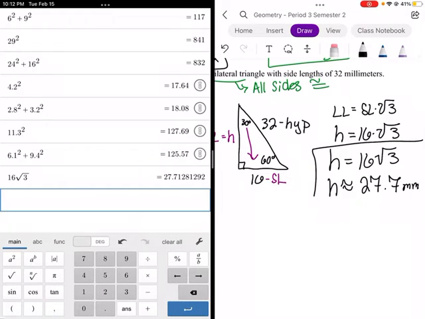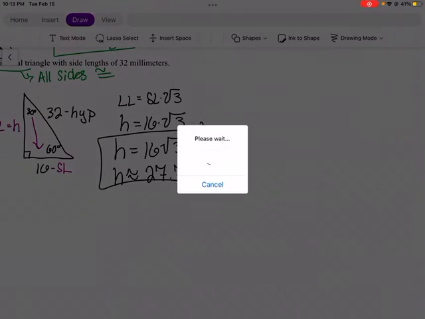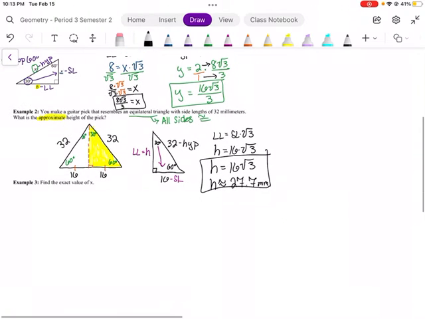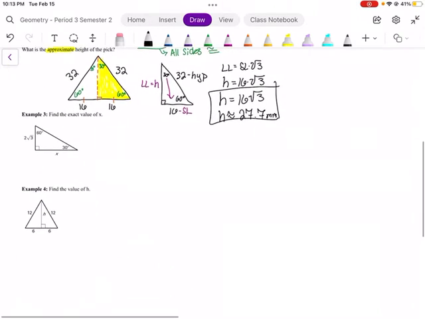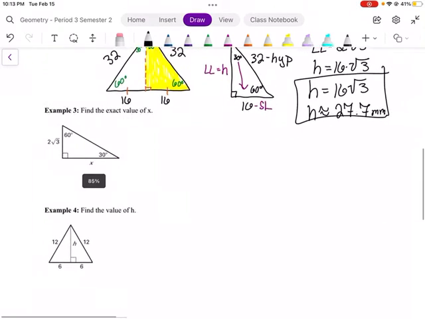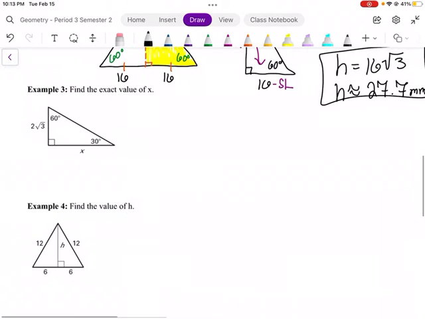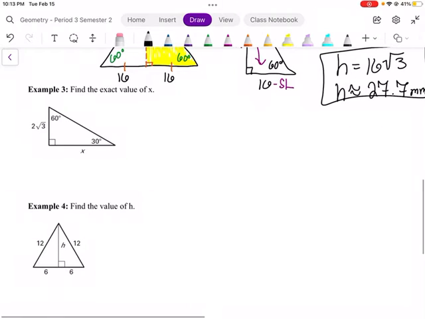So both of these answers would be accepted for full credit on a quiz or a test. Only if it has the words approximate though. If it doesn't say that, then you have to give the exact answer. Okay, so using that information, why don't you go ahead and try examples 3 and 4 on your own, and then press play to see if you got the correct answers.